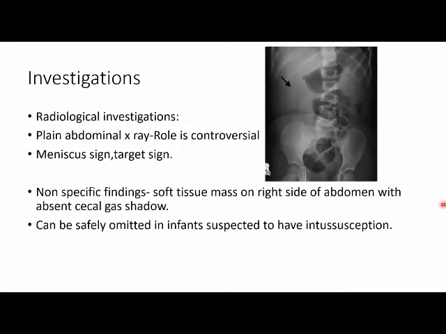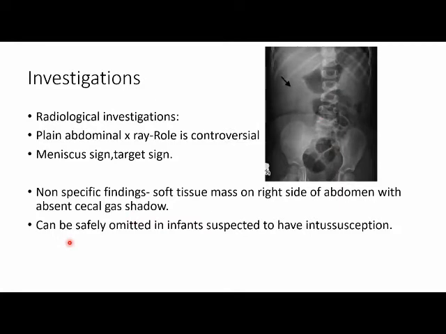Coming to the investigations, the first modality you consider is a plain X-ray abdomen, but the role of plain X-ray abdomen is controversial. The signs mainly include the meniscus sign or target sign, which will be seen in a contrast study. If you consider the plain X-ray on the right side of the screen, there can be a soft tissue shadow on the right side with bowel gas shadow on the left side. So there will be an absent cecal gas shadow also. These are non-specific findings, and the ideal investigation of choice is always an ultrasound.